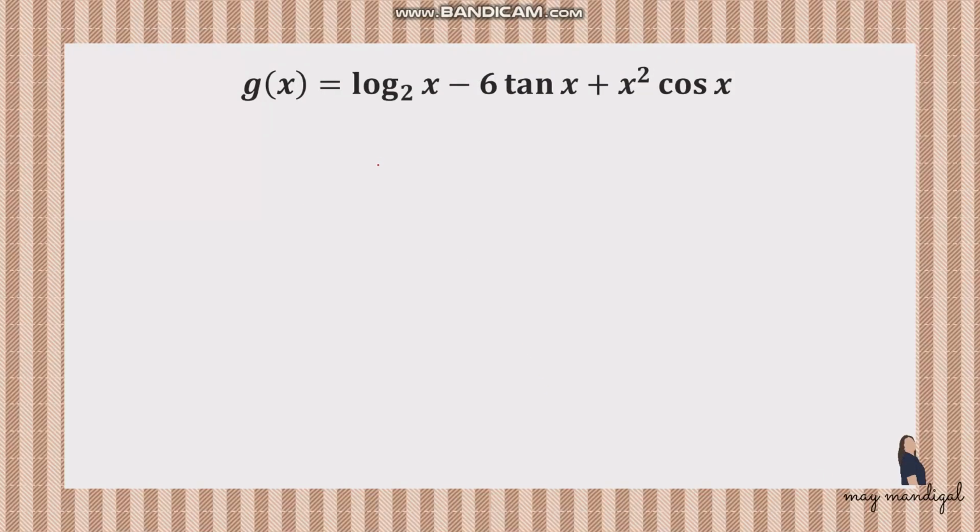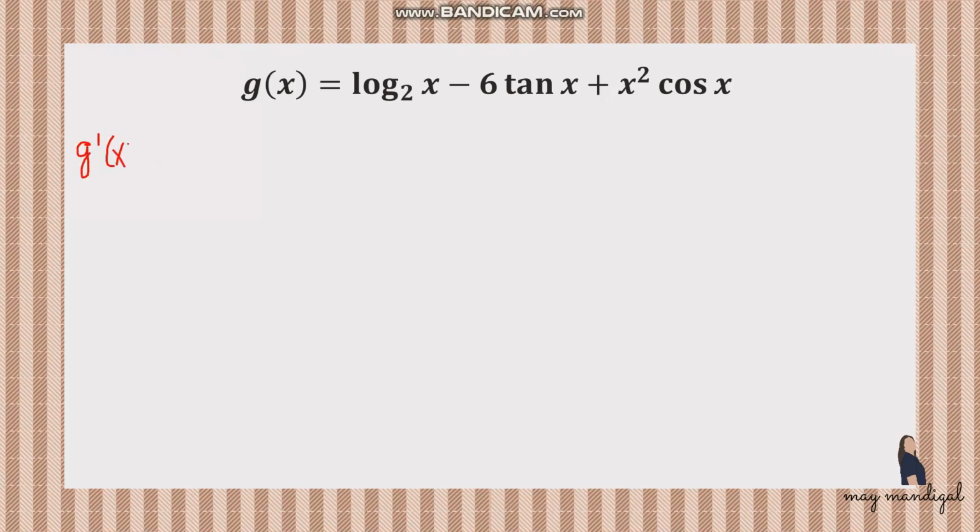And for our last example, we have g of x equals logarithm of x base 2 minus 6 tangent of x plus x squared cosine of x. So there are 3 terms. For the first one, we have to apply the rule for logarithmic function. And then for the second one, we just have to solve for the derivative of this, and then for the third one we have to apply the product rule. So let's do it here.